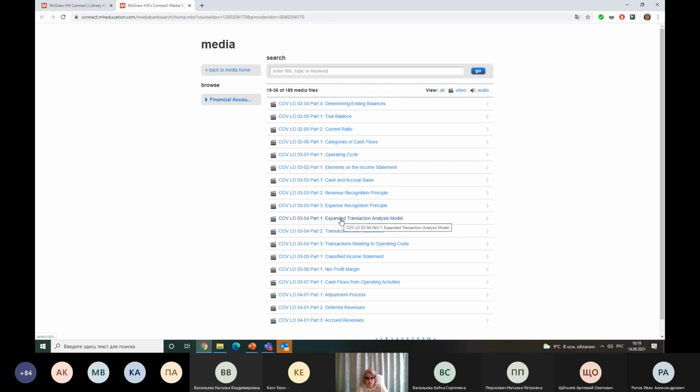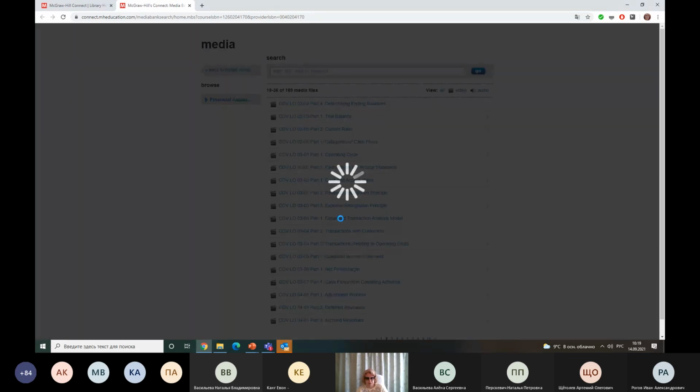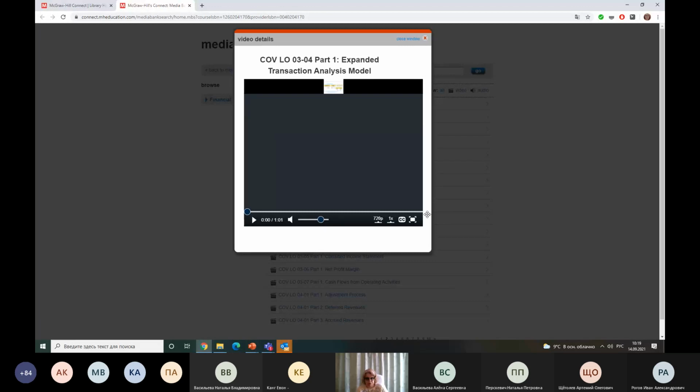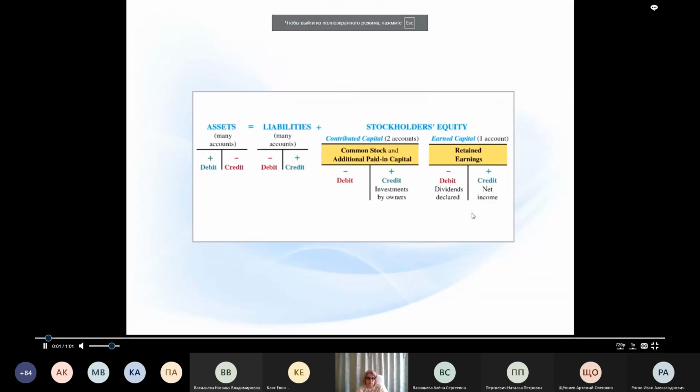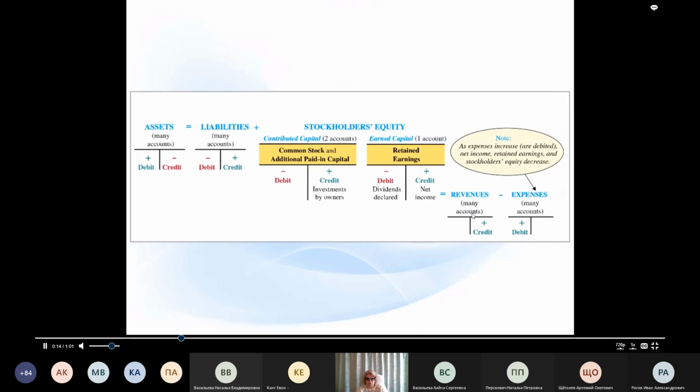Let's discuss the expanded transaction analysis model concerning income and revenue recognition. You should be familiar with the transaction analysis model we use to determine how investing and financing activities that affect assets, liabilities, and contributed capital are recorded in the accounting system. Now, we will expand that model to include operating activities.